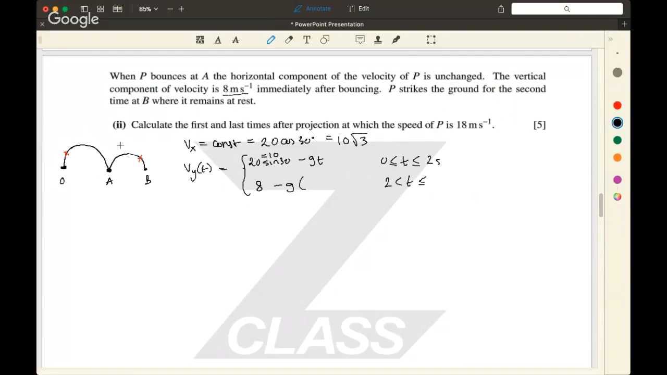Now from 2 seconds, we're starting with a fresh 8 meters per second, and time is elapsing from then. So in terms of the time that has elapsed from O, this is t minus 2. At A, I'm actually at t equals 2 seconds, but I'm 0 seconds into my new regime, so I have to subtract 2. If I'm, say, 1 second from A, then I'm actually 3 seconds in terms of t. So have a think about this and make sure that you understand it.